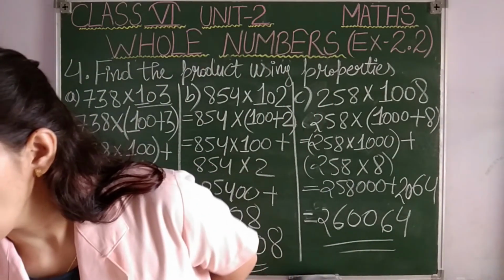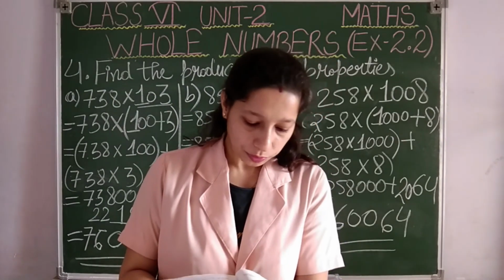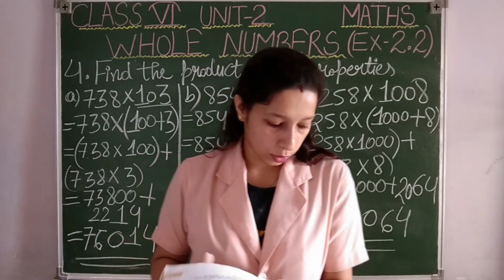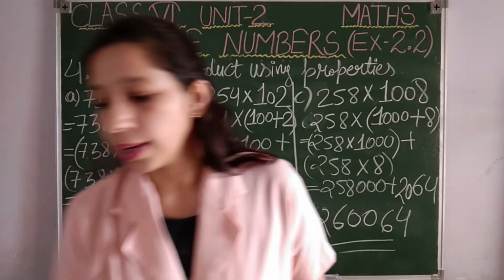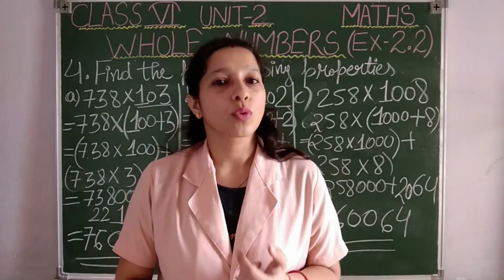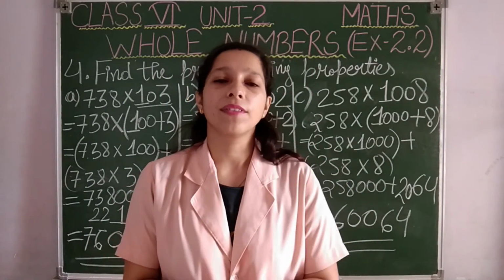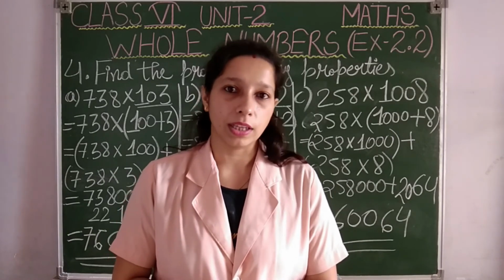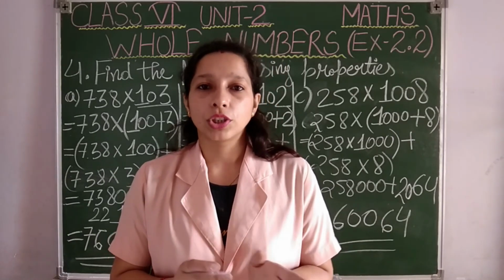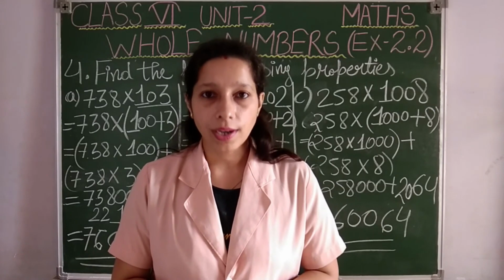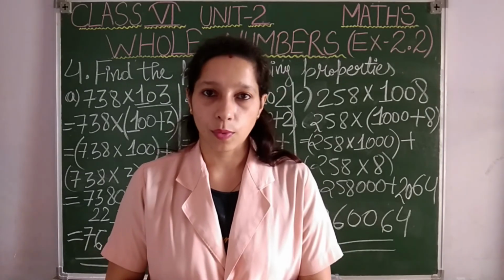Now students, one more question is given here, point number D. That is your work, you are going to do it. So students, in today's video we have seen 2 questions, question number 3 and 4. We have used distributivity property for solving these 2 questions. And question number 4, point D will be your homework. In the next video we will continue with the other questions.